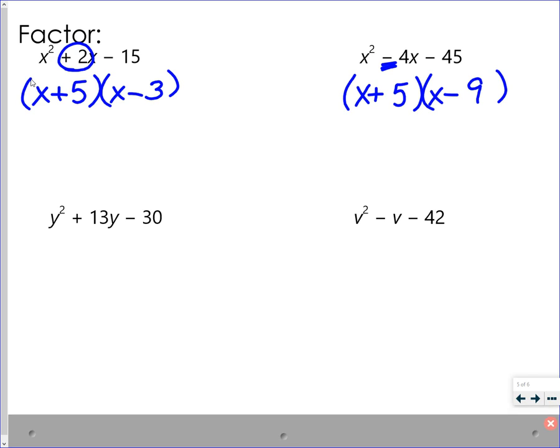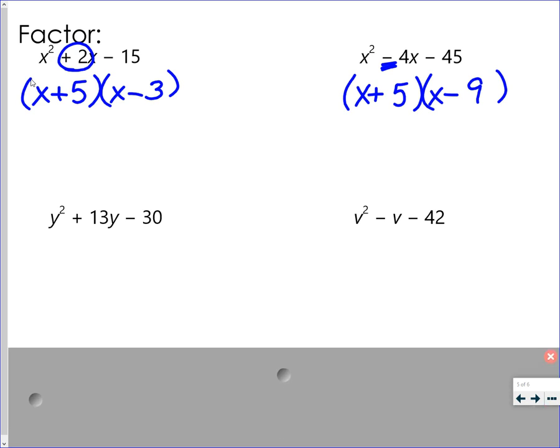These problems are really nice if you're pretty good with your multiplication facts. If you're struggling with that a little bit, feel free to have your multiplication table out from your planner. That might help you if you need it.